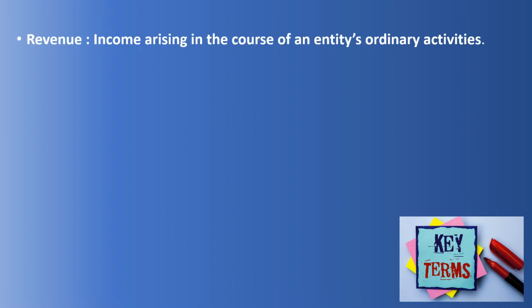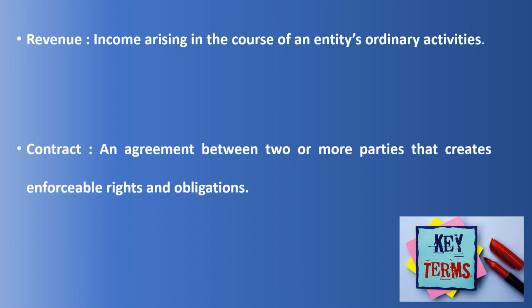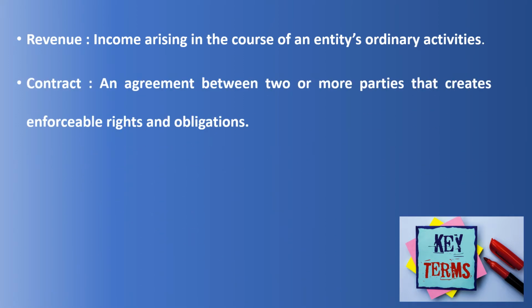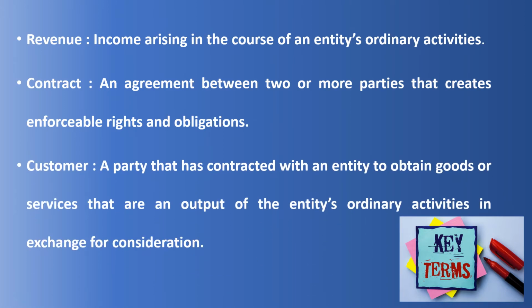Now let's look at key terms under SLFRS-15. First one is revenue. It is the income arising in the course of an entity's ordinary activities. Contract, an agreement between two or more parties that creates enforceable rights and obligations. Customer, a party that has contracted with an entity to obtain goods or services that are an output of the entity's ordinary activities in exchange for consideration.